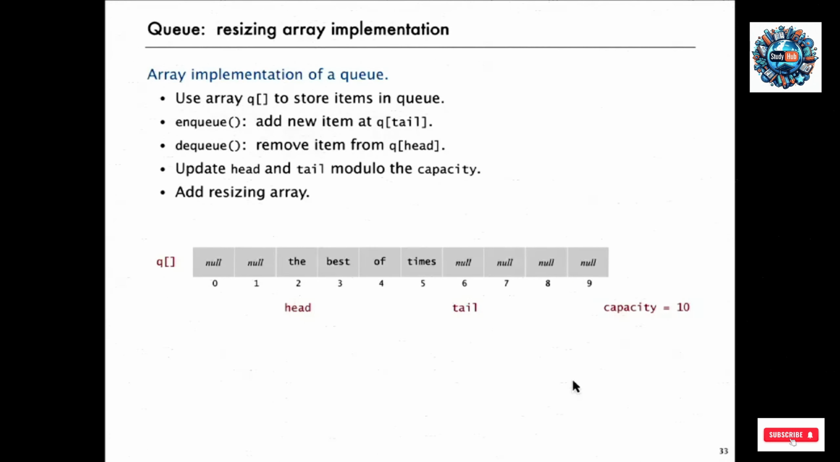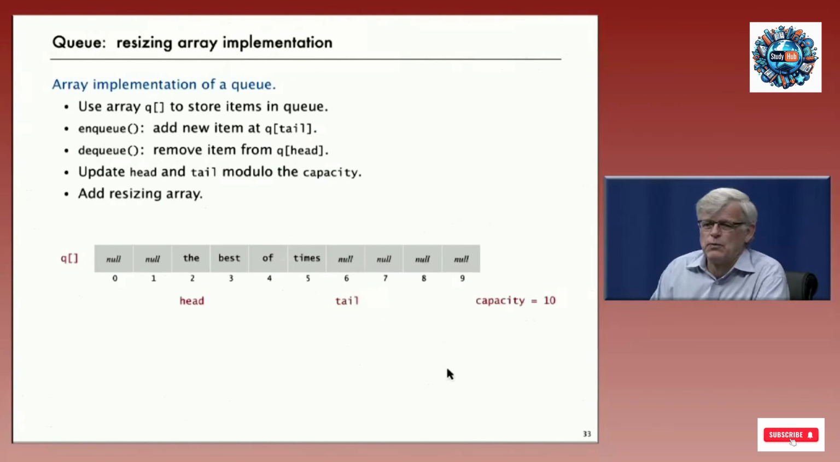Okay, what about arrays? Well, we won't do the details, but it's not difficult to implement queues with resizing arrays as well. Not difficult, but definitely a tricky programming exercise that people are welcome to try. So we'll maintain two pointers, the first item in the queue, the head, and the tail, which is the position for the next item to appear. So for enqueue, you add a new item at tail, and for dequeue, you remove an item from head. And the trick is that once you get past the capacity, you have to reset back to 0.